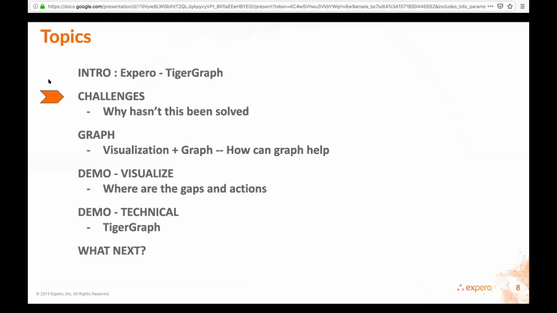Let's go directly into the challenges of supply chain, what hasn't been solved, because as I mentioned, supply chain analysis is a fairly well-established industry. Let me ask my colleagues at Expero to cover some of the challenges they have seen at customers, and then I'll add more perspective from our customers with respect to what graph can do. That's great. If you want to just pop into the next slide.